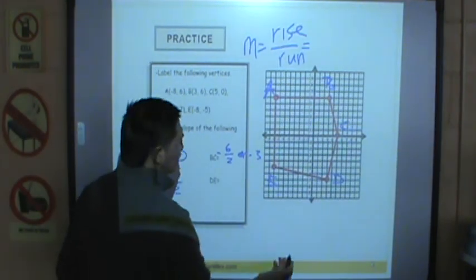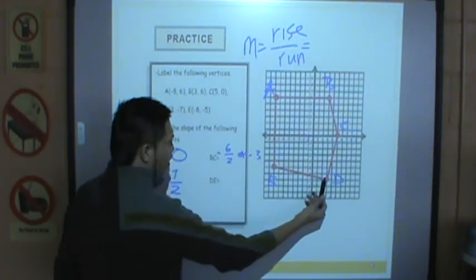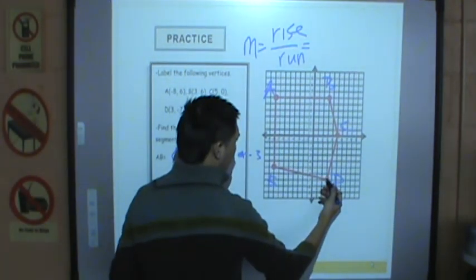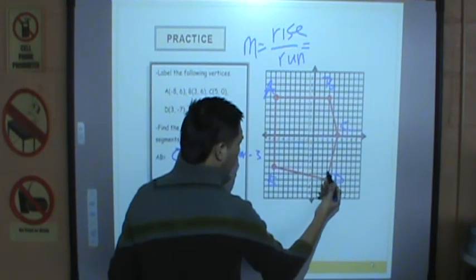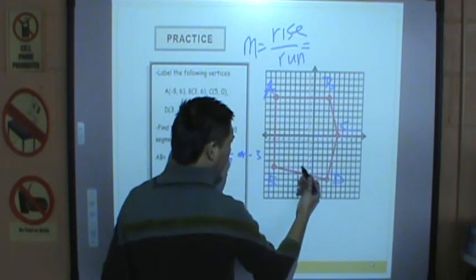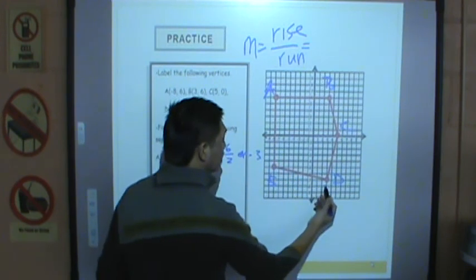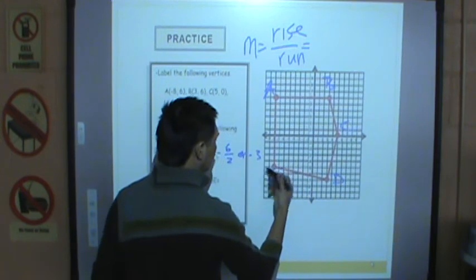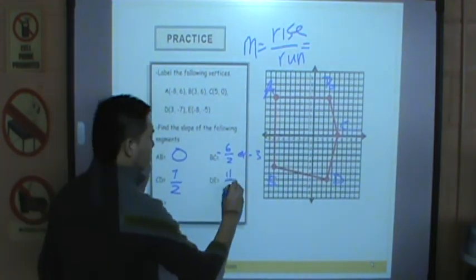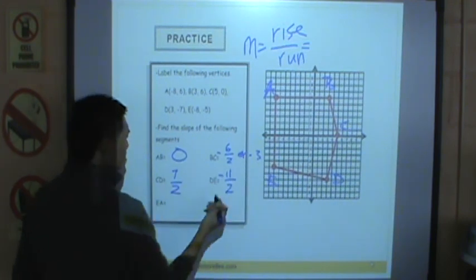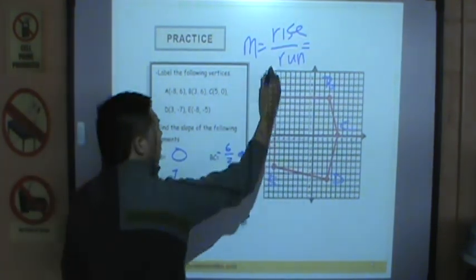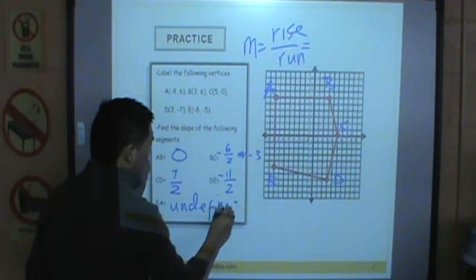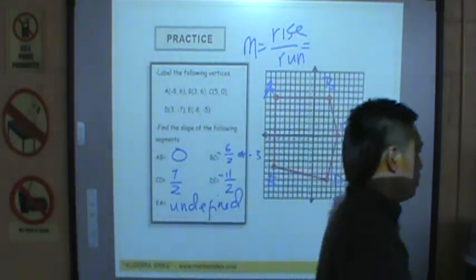How about DE? Now, D is my lower point. So that means I have to go up 1, 2, 3, 4, 5, 6, 7, 8, 9, 10, 11, and then to the left 1, 2. So I have 11 over 2. Because I went left, it's going to be negative. And now I have EA. EA is a vertical line, so the slope is undefined. Whew. That was quick.